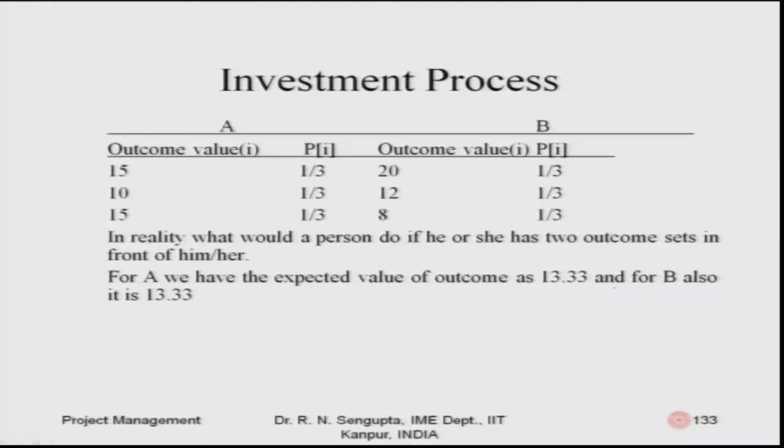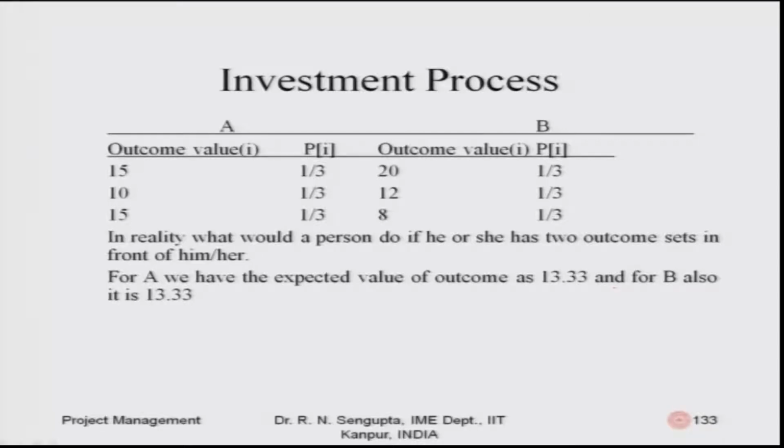If you input x1, you get 15 rupees for A, and if you put x1, you get 20 for B. If you put x2, you get 10 for A, and 12 for B. If you put x3, you get 15 for A, and 8 for B. Now, these 15, 10, 15, 20, 12, 8 are for the first person.